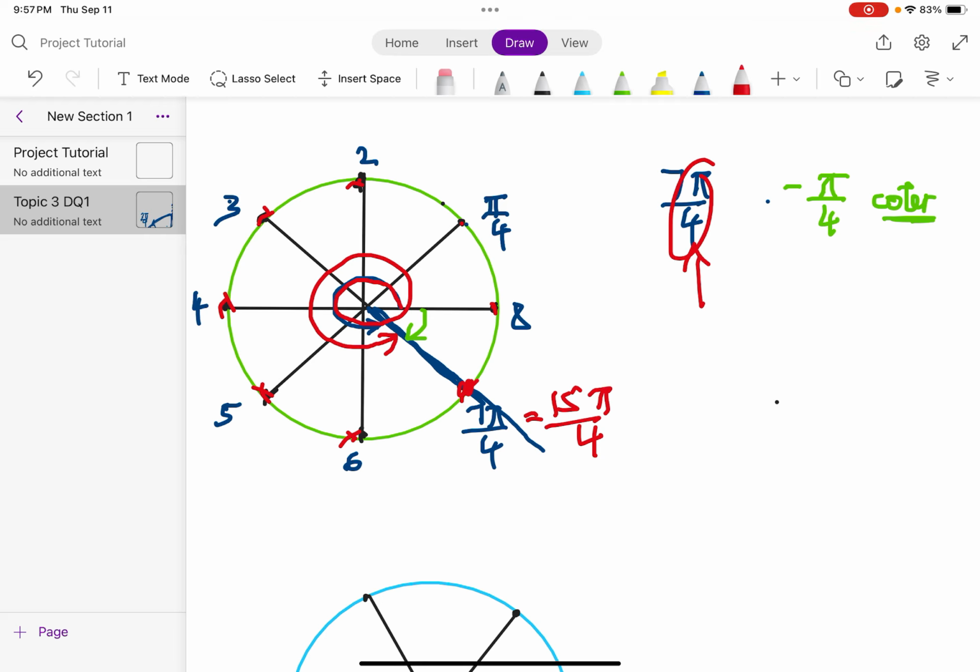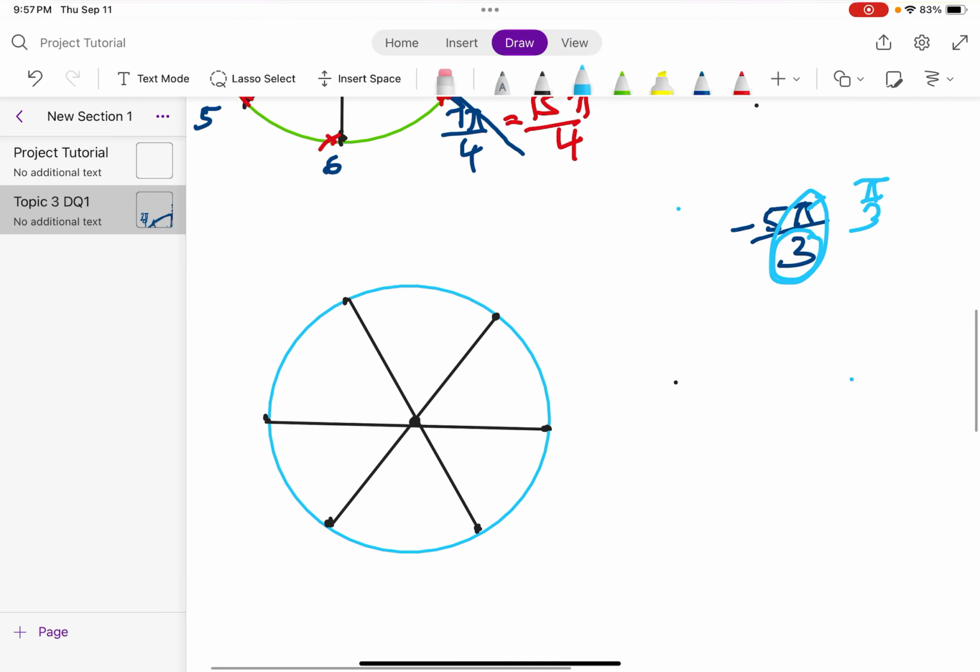Now, what if you have to graph, let's say, negative 5 pi over 3? Now you see that the denominator is different this time. If you have a different denominator, then you have to construct a different circle, because this time you have pi over 3 here. See the pi over 3? So you always use the reference. Pi is what? 180 degrees. And so here's how I do that one.